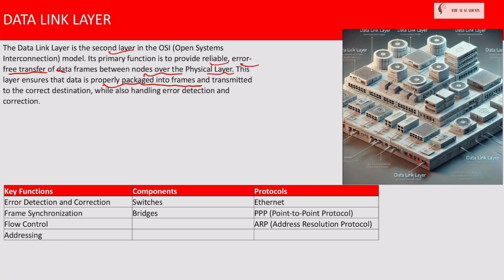This layer ensures that data is properly packaged into frames and transmitted to the correct destination, while also handling error detection and correction. The key functions of the data link layer are error detection and correction. The data link layer detects and corrects errors that may occur during data transmission over the physical layer. This ensures that data is transferred accurately between devices.